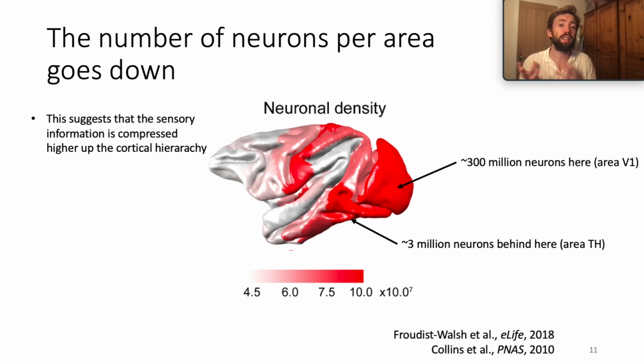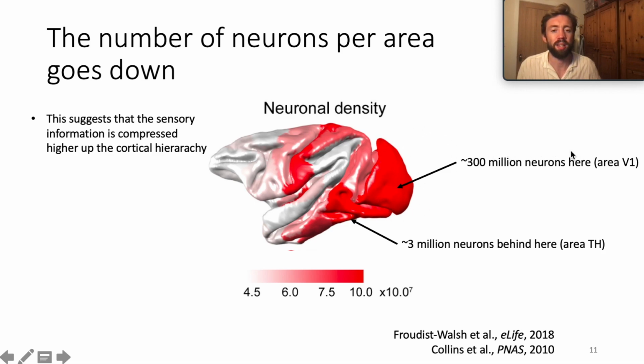First, the density of neurons per gram of brain weight goes down quite a lot, by between 2 and 5 times from primary visual cortex to the prefrontal cortex. But we also see the size of the brain areas goes down.